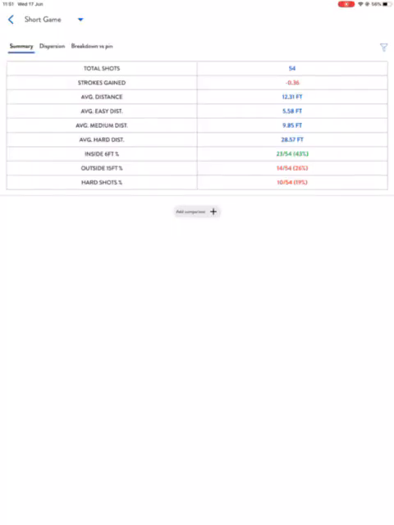For short game, we have our strokes gained and then the average distance from the pin after the shot's broken down by easy, medium and hard. Obviously, a lot of hard shots can skew the overall average, so being able to see each difficulty individually is important. It also shows the percentage of hard shots that helps explain the strokes gained stat.